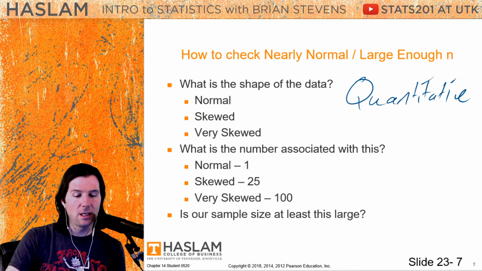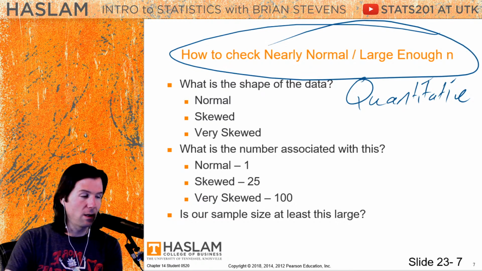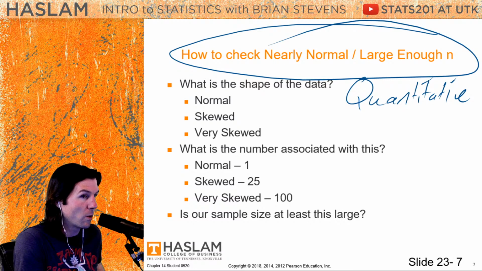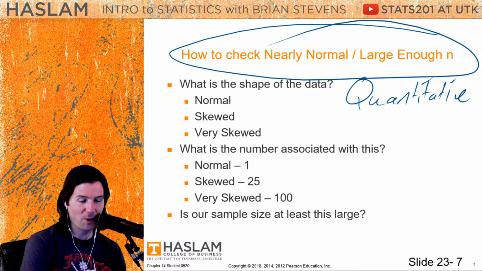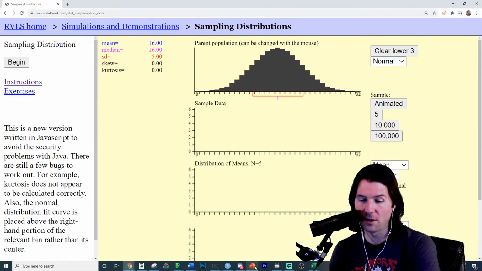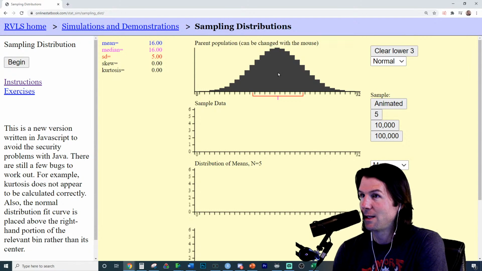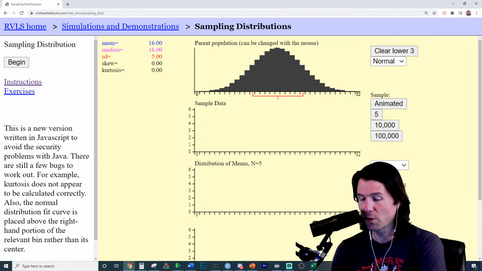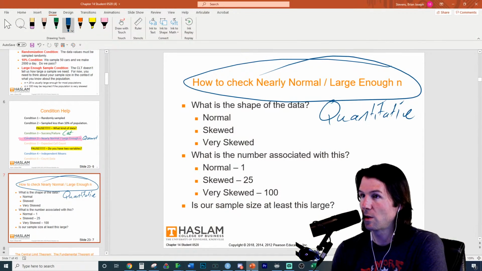This is for quantitative data. So when we do the nearly normal large enough n condition, the first step is to ask what the shape of the distribution is. So Emily, big question right here. What is the shape of this original distribution? How does this original distribution look up here? That's the first question you ask when doing the central limit theorem: what is the shape of your distribution?